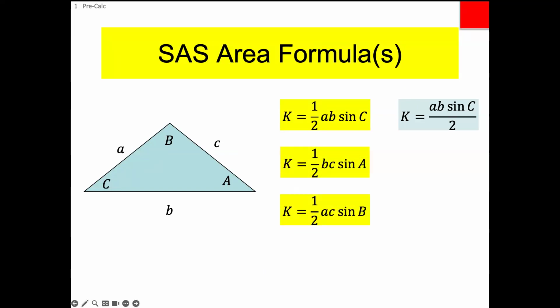Like I said, I prefer you remember this as: the two sides and the included angle are the values you need. Take those two sides, multiply them together, multiply by the sine of the included angle, and then divide by two. So yes, we have a formal definition for all three angles in every single possible combination. Make sense? Or do I need to wait for you to copy down?